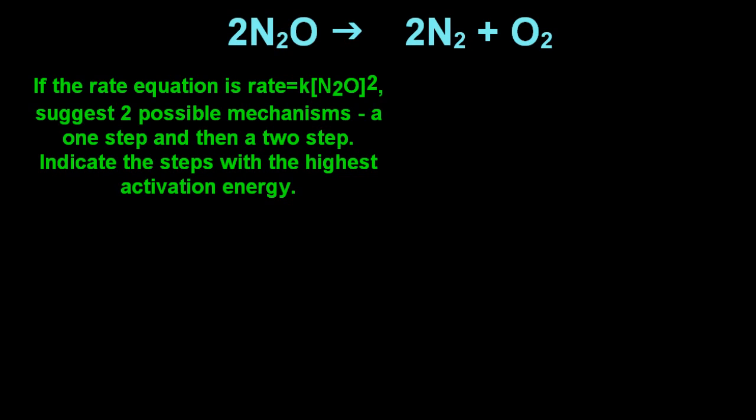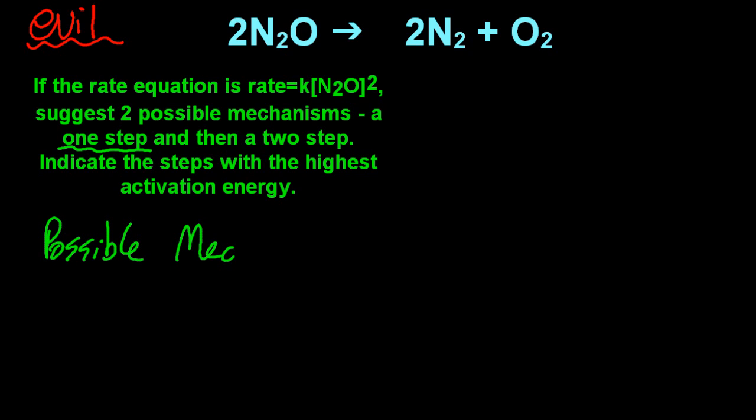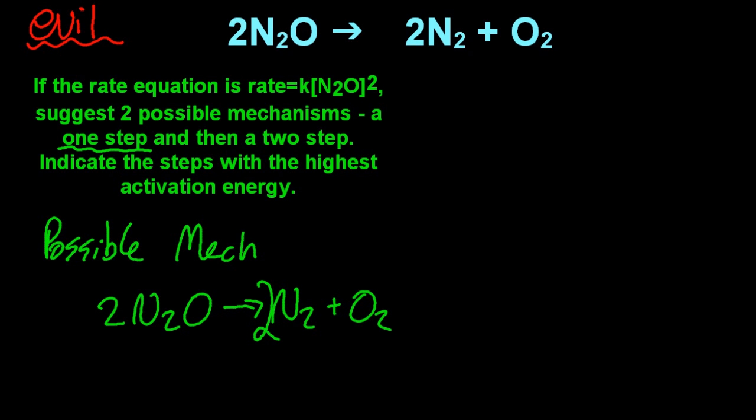Right, this one's one of the trickiest questions they can ask. And it's not me that's obsessed with nitrogen, the IB always has nitrogen. So suggest two possible mechanisms, a one-step and then a two-step mechanism. Now the one-step's actually easy. It has to be the same as the equation as written. There's only one step, so that's probably got the highest activation energy, the only activation energy.